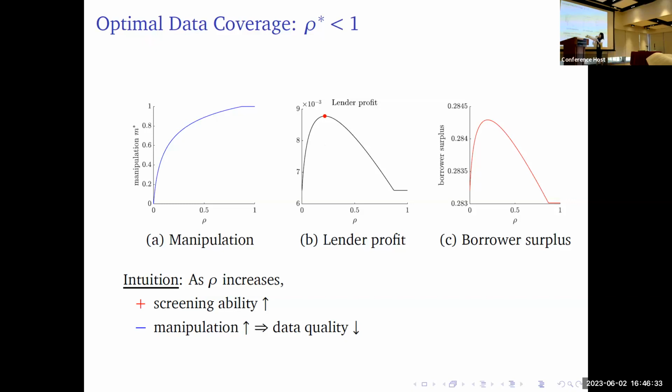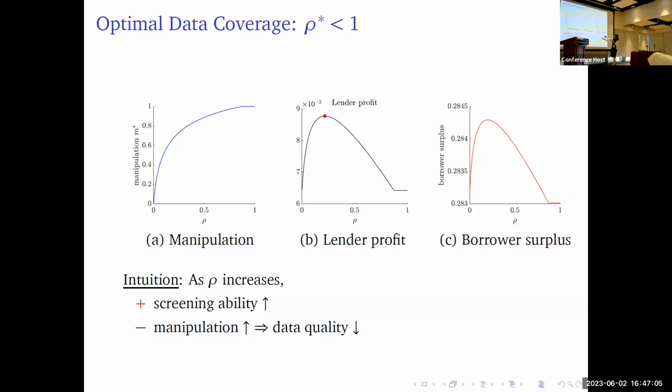The left-most panel just repeats the panel I just showed you. When the lender adopts more of the data technology, the low type will have stronger incentives to manipulate their digital profile. Now, the middle panel plots the key result. How will this rho affect the lender's profits? As you can see here, the profits exhibit a hump-shaped pattern.